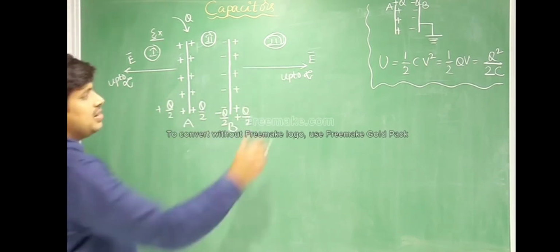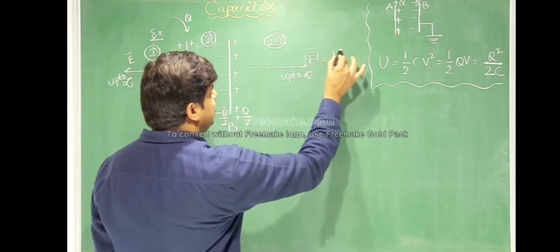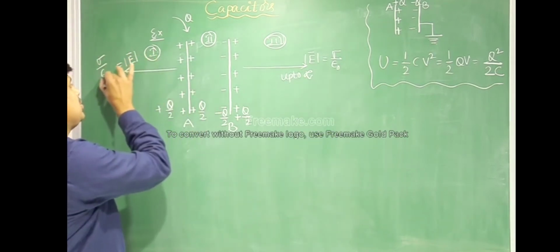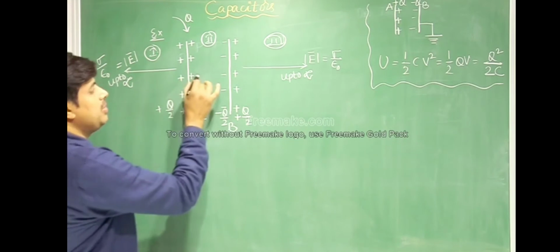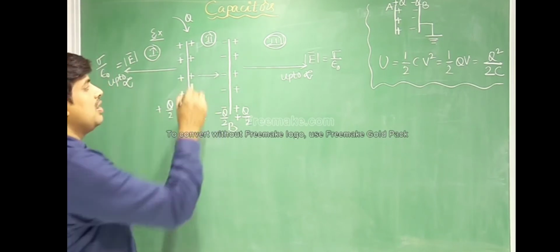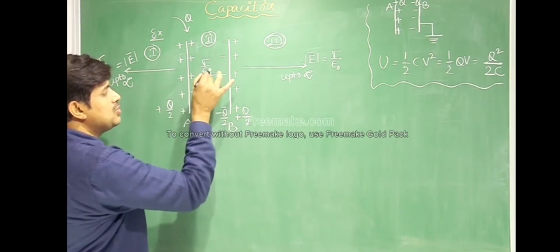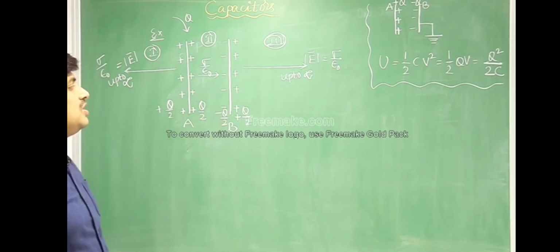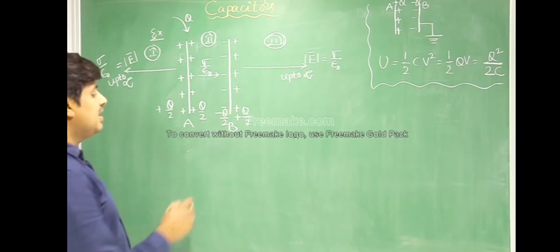Now the electric field magnitude here is how much? Sigma upon epsilon naught. Here also electric field magnitude is sigma upon epsilon naught. What is the magnitude of electric field between the plates? Electric field is directed from A to B and its magnitude is again sigma upon epsilon naught. So this electric field is uniform when you neglect the edge effect or fringing effect at the edges. So this uniform electric field creates a potential difference.